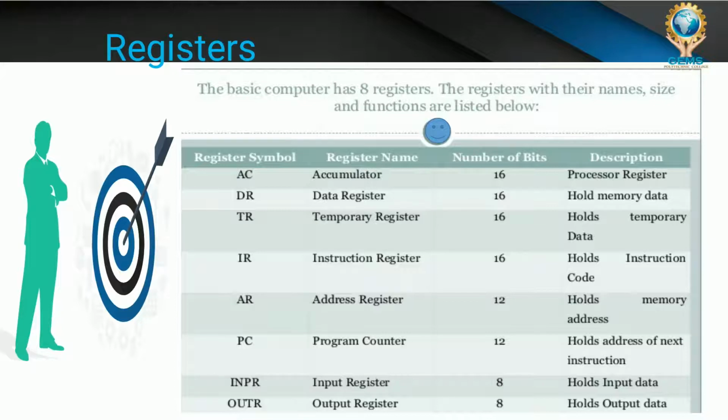Next AR, address register. The size of this register is 12 bits. We are using it for storing of address. PC, program counter. It holds the address of the next instruction. Then there are the increment register, input register and output register. These are the 8 types of registers in a basic computer.